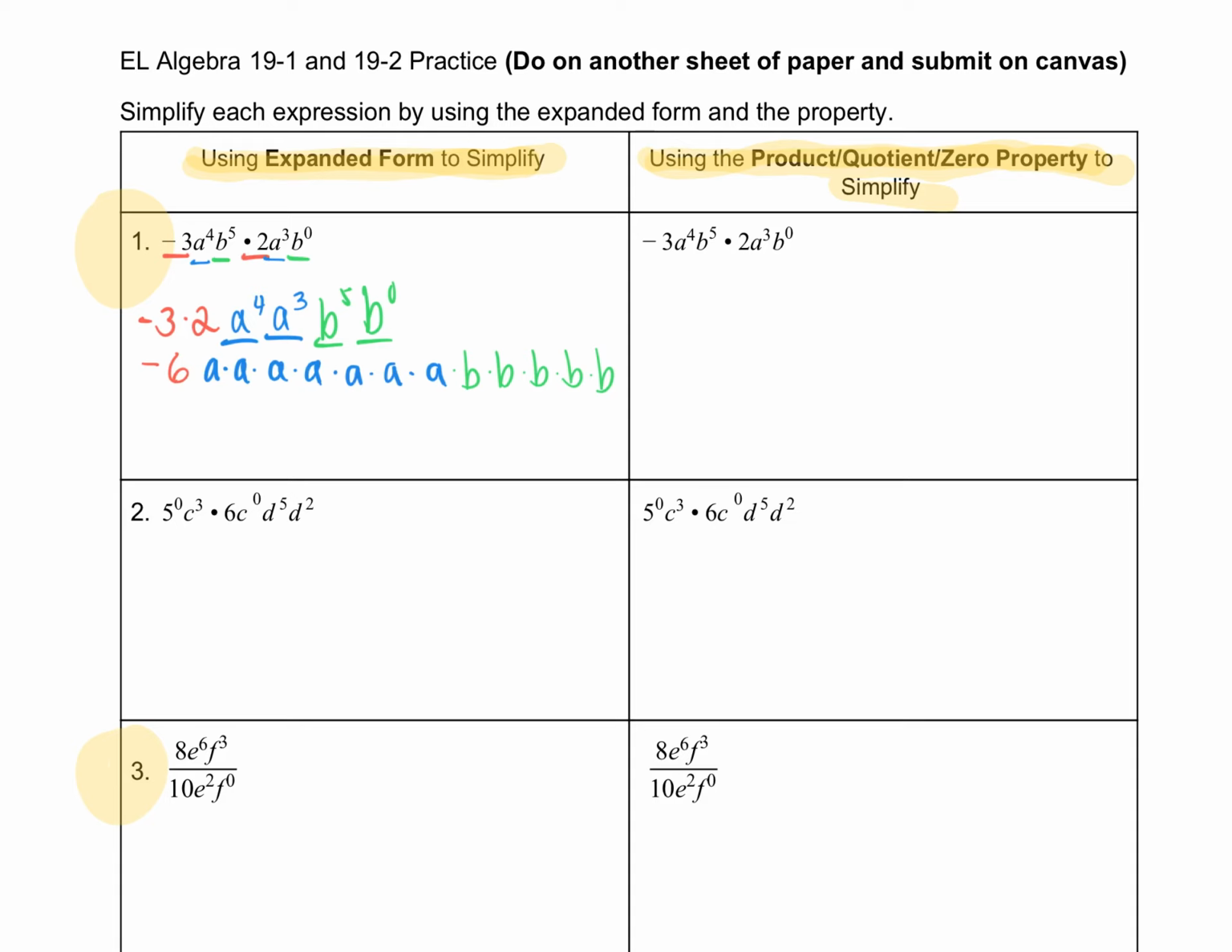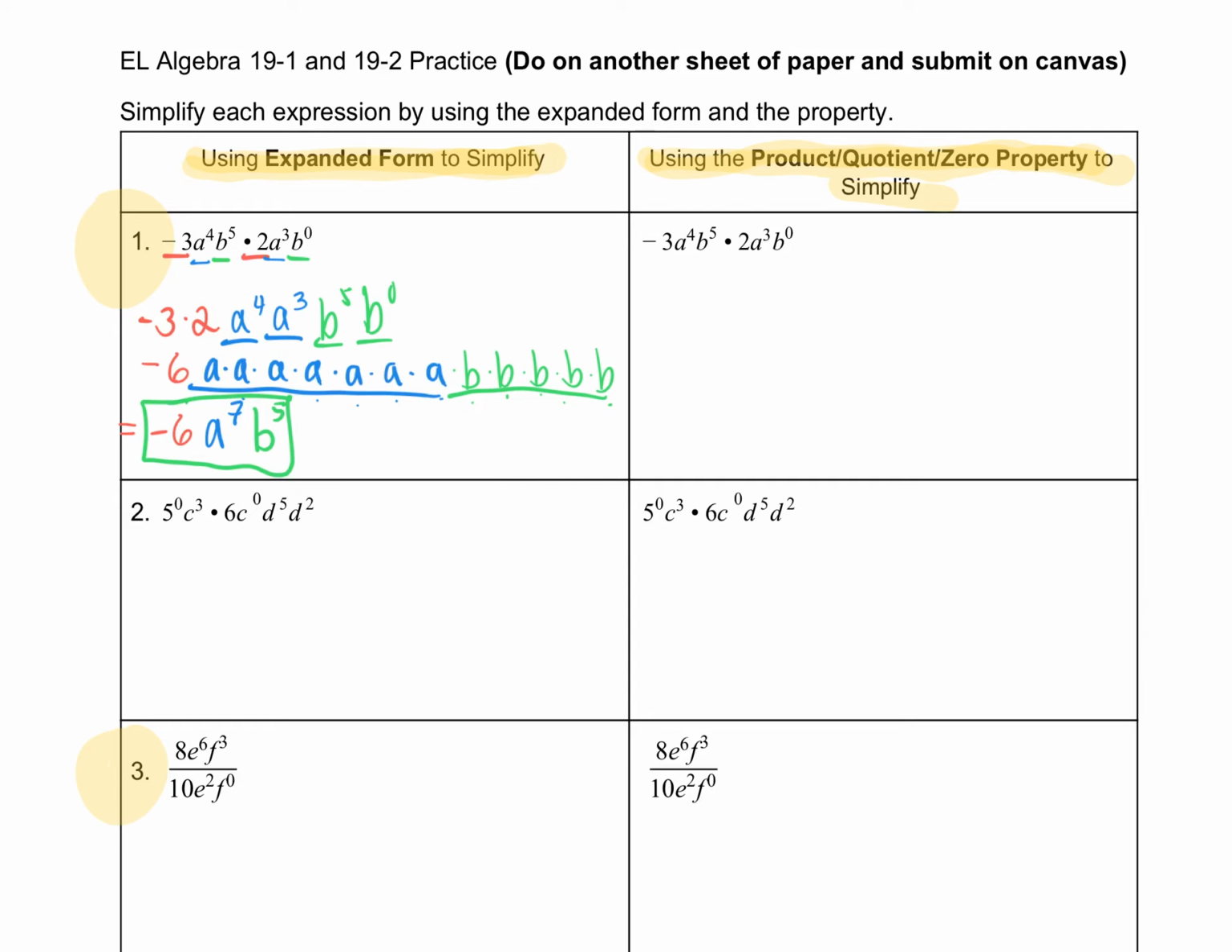And now that I am done expanding it out, I can write my answer. I look at how many total a's that I have, and I have 1, 2, 3, 4, 5, 6, 7. So that's a to the 7th power. And then I also look at how many b's I have. 1, 2, 3, 4, 5. So that's b to the 5th power. So my final answer is -6 times a to the 7th times b to the 5th. So that's using expanded form to simplify.